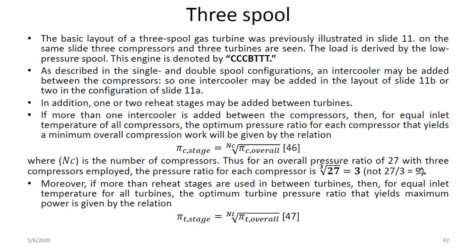Alright, so if you've got 3 compressors, like there's an illustration here. So for 3 compressors and the overall pressure ratio is 27, then you take the cube root of that, then that will be equal to 3. Okay. So even for the turbine pressure ratio, you can do the same as for the compressors, and you get equation 47. Nothing strange, I believe.